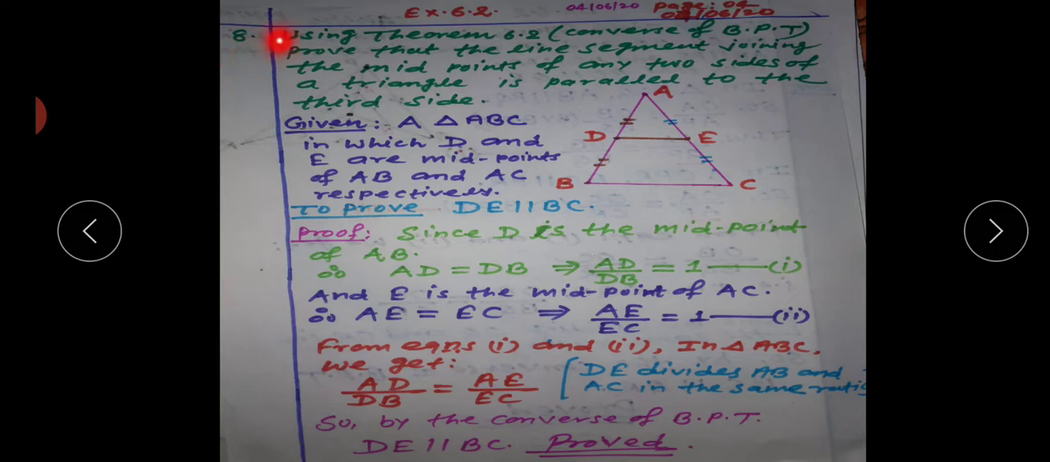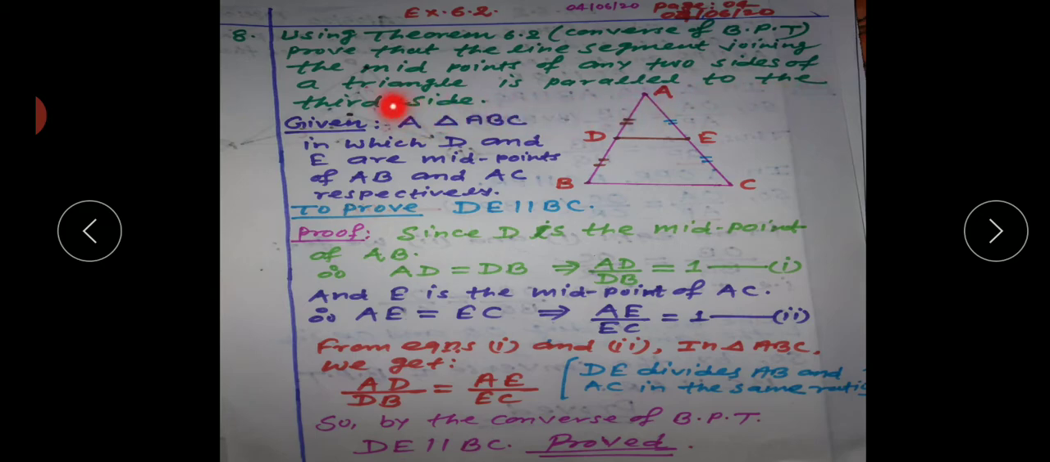Now let us see question number 8. Using theorem 6.2 converse, that is the converse of the basic proportionality theorem, prove that the line segment joining the midpoints of any two sides of a triangle is parallel to the third side.